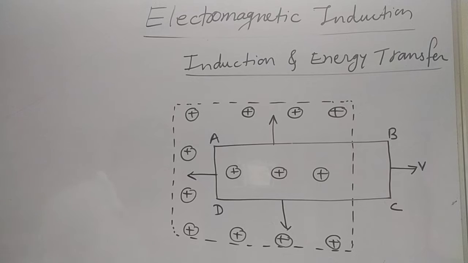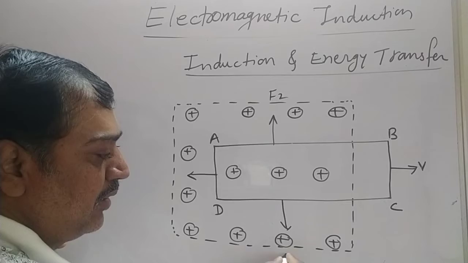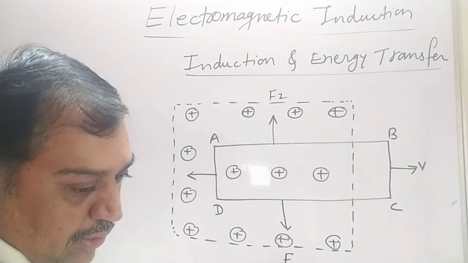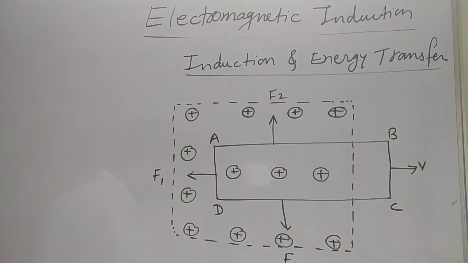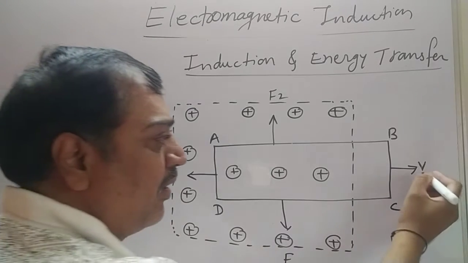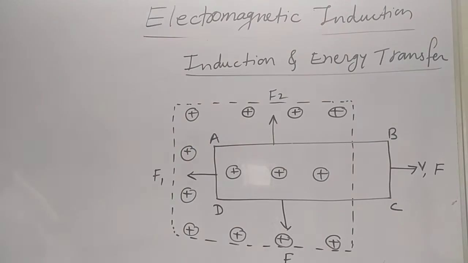So upward force is F2. This they have taken as F2. This is nothing but F3, and this is nothing but F1, and here we will consider this as a force F. So these four forces act on the coil.